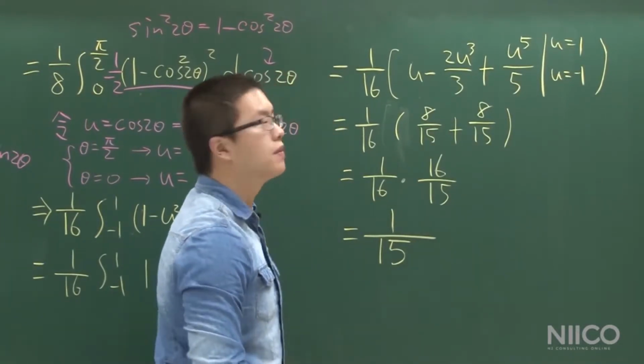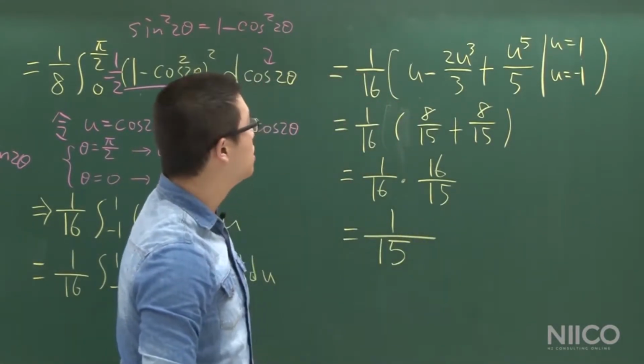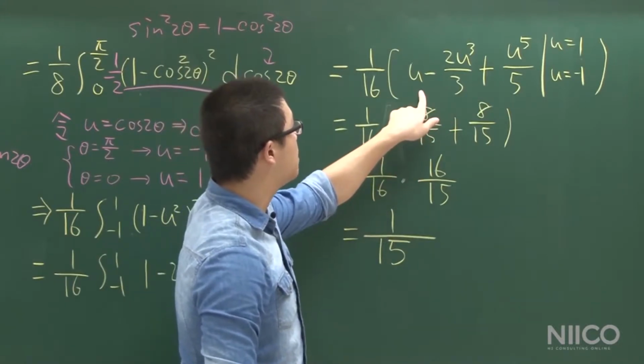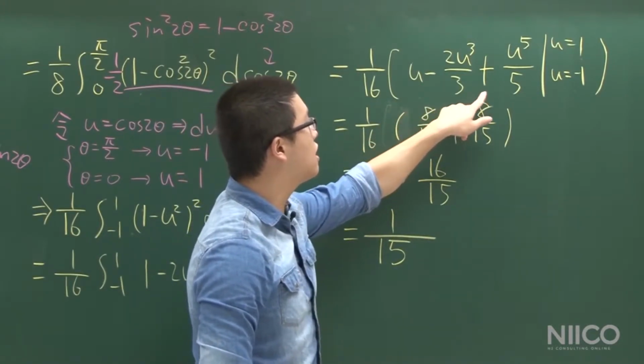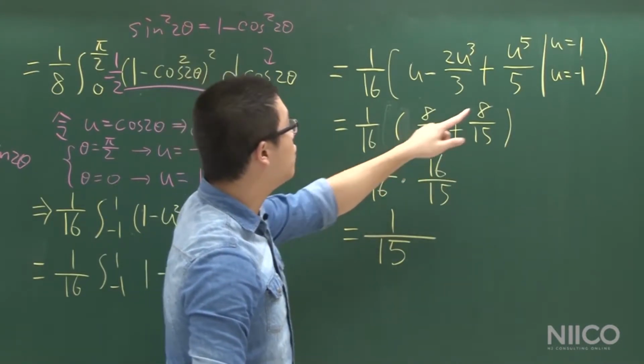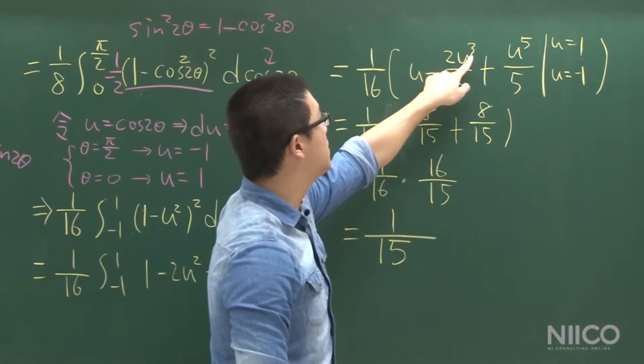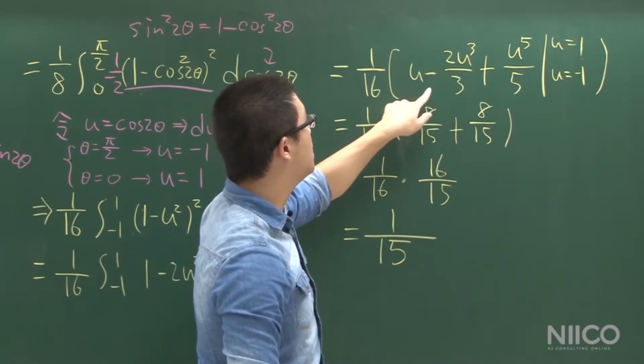So let's substitute u with 1 and -1. So the answer is just 1 over 16 times 8 over 15 plus 8 over 15. So in the brackets, it is actually 16 over 15. And multiplying it with 1 over 16, it becomes just 1 over 15. And that is the answer of this problem.